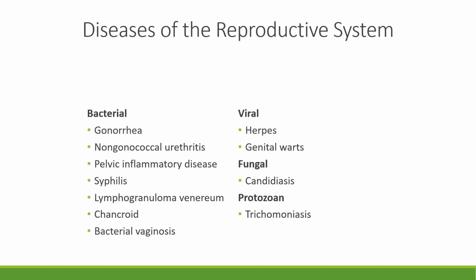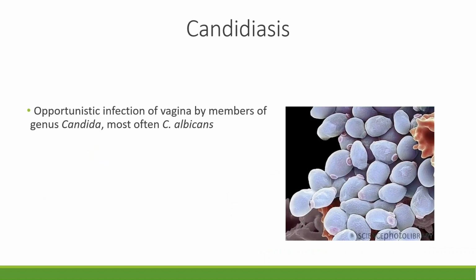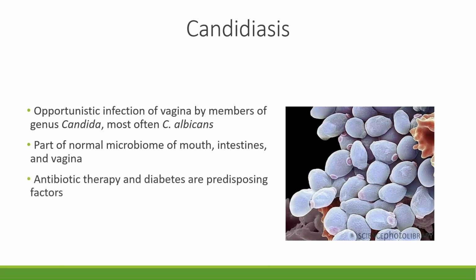Now, there's one disease of the reproductive system with fungi that we're going to talk about, and that's candidiasis. This is an opportunistic infection of the vagina by members of Candida, most often Candida albicans, which is just a part of the normal microbiome of the mouth, intestines, and vagina. So you probably know where we're going here. This comes about due to typically an antibiotic therapy treatment, or maybe people have something like diabetes or they're immunocompromised and that predisposes them to getting this infection.